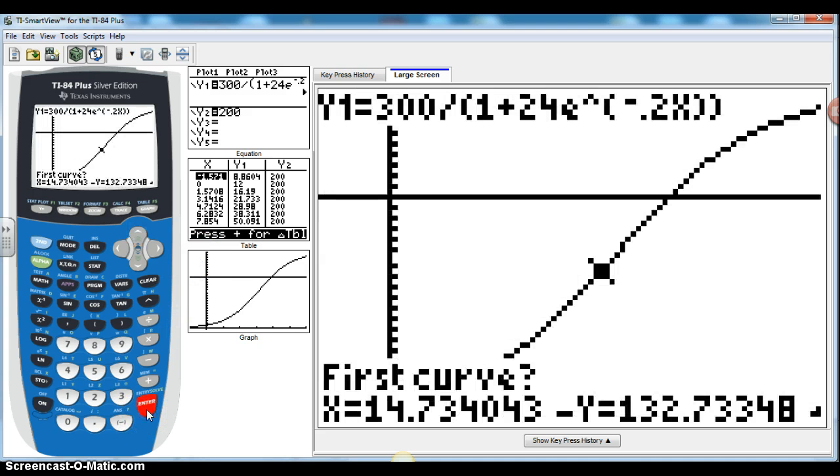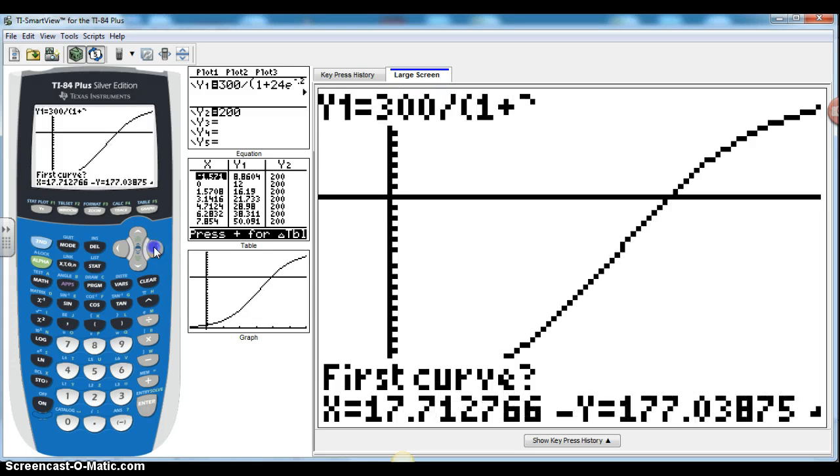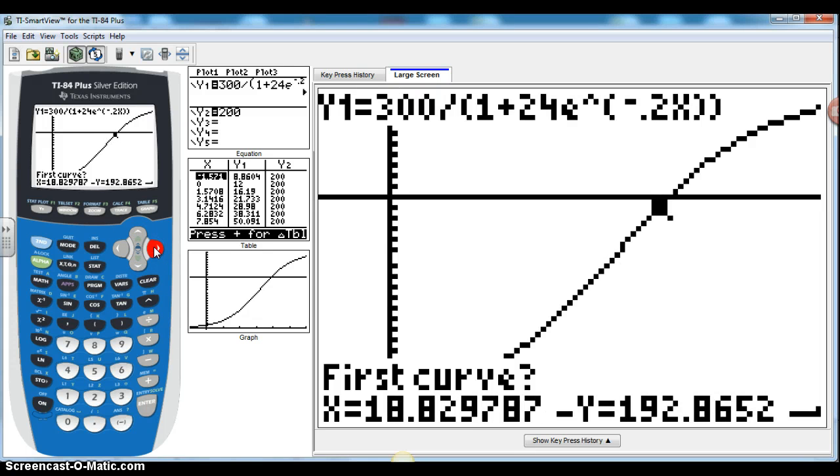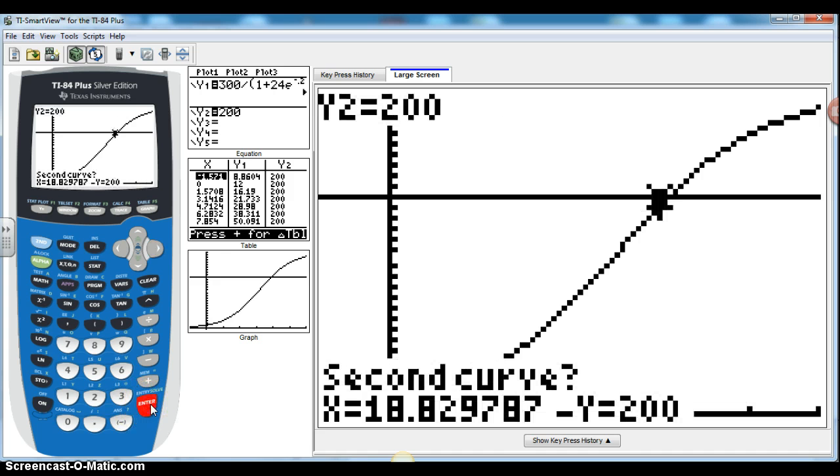The first thing it asked me to do is choose my first curve, so I can get on the point of intersection. I don't have to get exactly on, but notice that I am on the first curve because up here it says y1 equals 300 divided by 1 plus 24e raised to the negative 0.2x power. So that's my first curve, and I'm going to hit enter. Then when it asked me for my second curve, notice that up here it says y2 equals 200. So I know that I'm on my second curve.